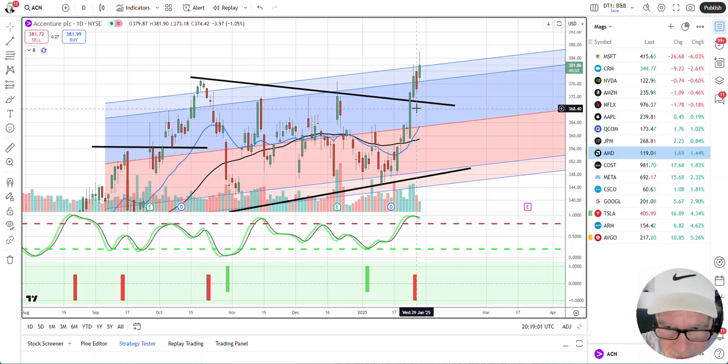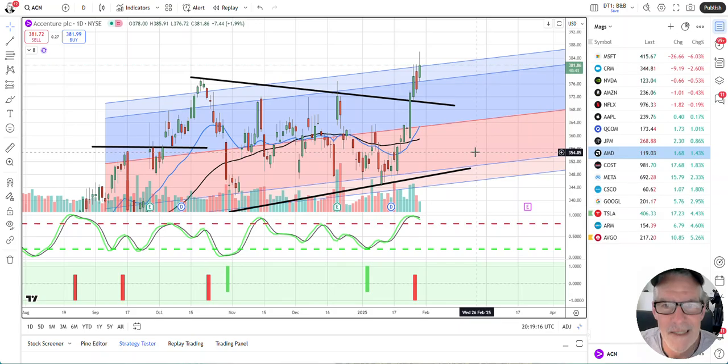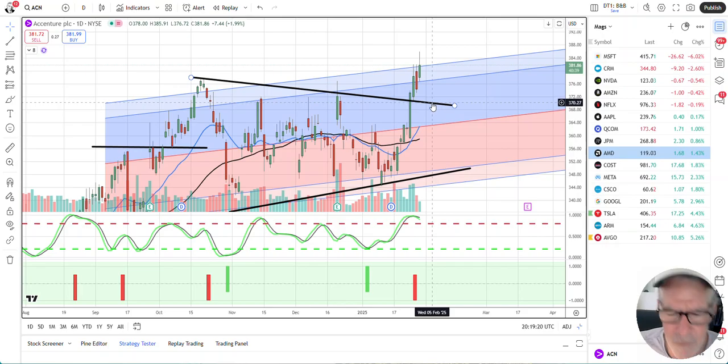It wouldn't be the best setup. It's not a good risk to reward ratio because you're going to have to put your stop down here around 368 or so, which isn't real bad on a $400 stock, but you have to give it some room. The chances of it coming back down and testing the top of the resistance line are pretty good. I don't think it's going to do that, but there is a chance that happens.